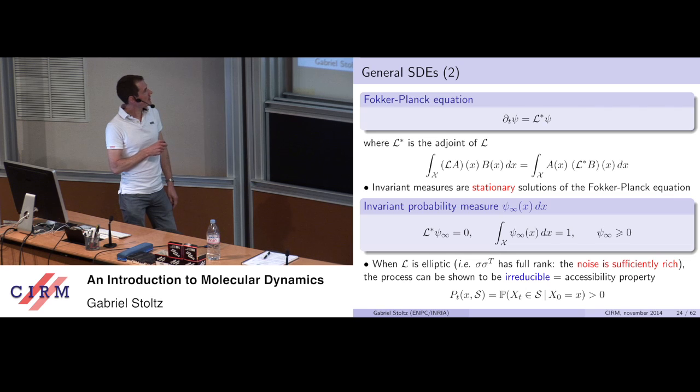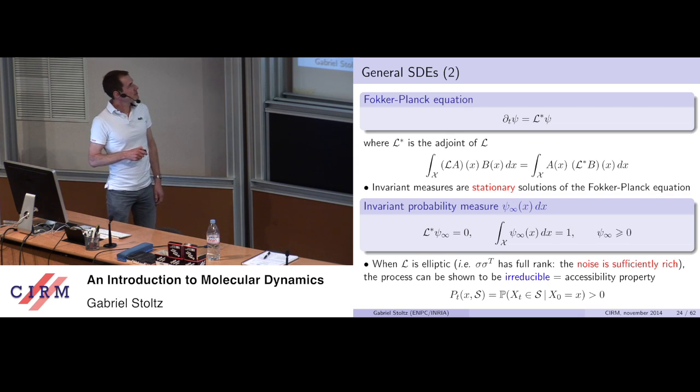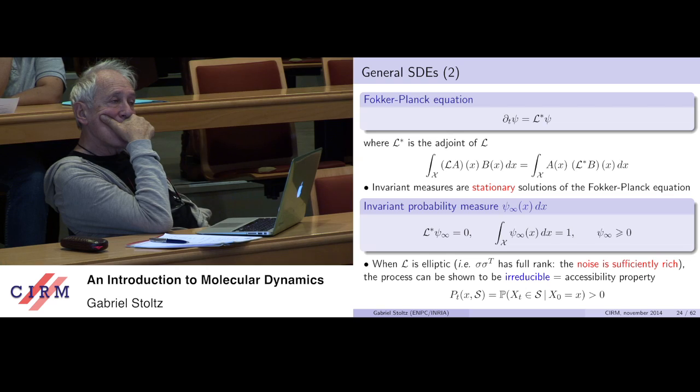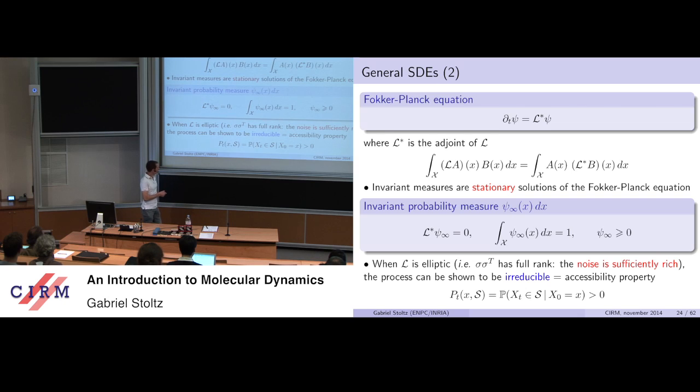So probability measures are eigenvectors associated to eigenvalue 0 of the Fokker-Planck operator, and they should be normalized to 1 and positive. So the question is whether such solutions exist, and in the case when the operator is elliptic, so when the noise is sufficiently rich and sigma sigma transpose has full rank, then you can show that this is indeed the case. The way it works is that first you show that the process is what is called irreducible. So starting from any point, you can reach any set of positive measure in finite time.